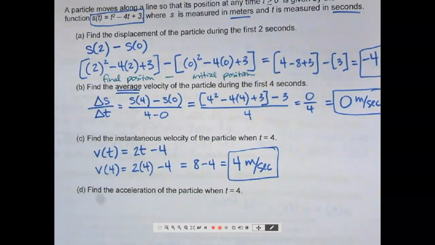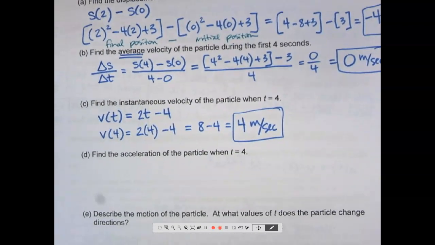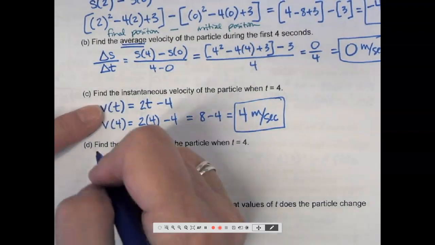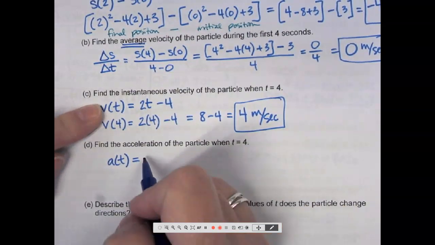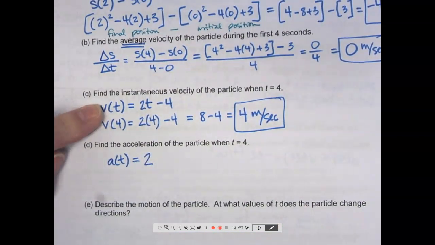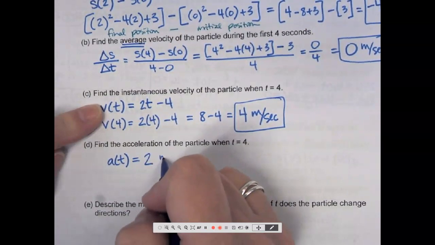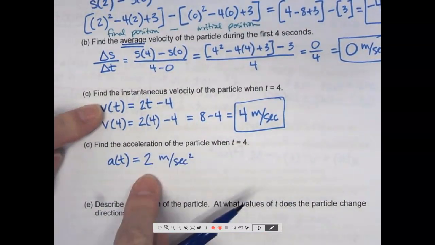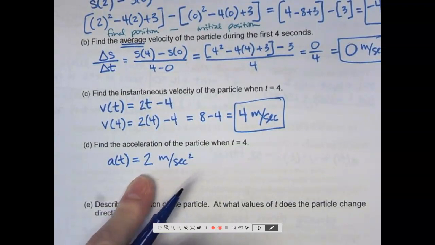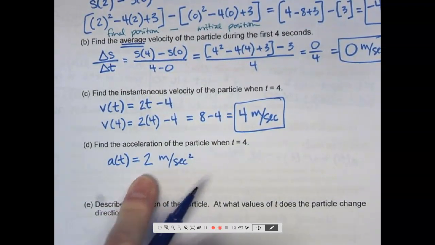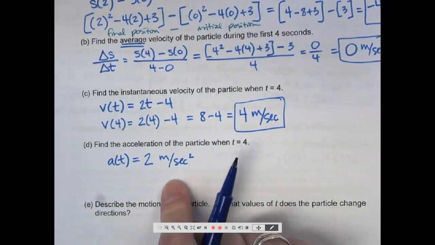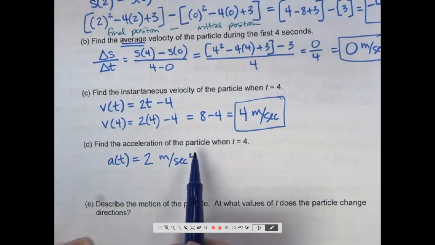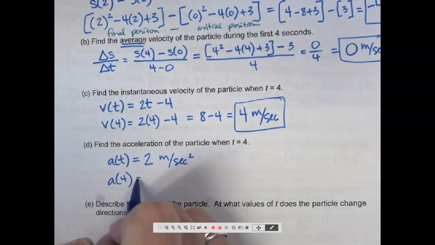All right, find the acceleration at time 4. Well, acceleration is the derivative of velocity. Acceleration will be 2. 2 what? Just 2. 2 meters per second squared. The fact that I don't have a variable here means that acceleration is constant. It doesn't matter if it's at time 4, time 8, time 400, the acceleration will be 2. Okay? So A of 4 equals 2.